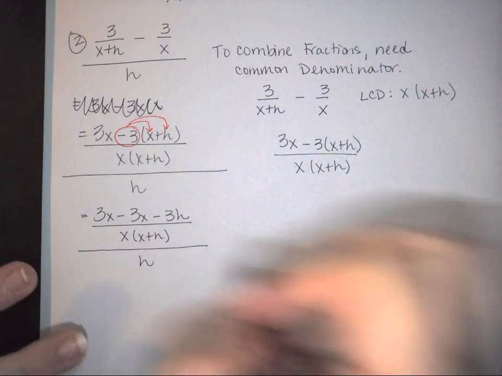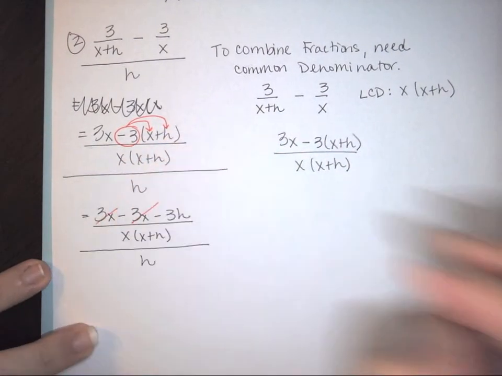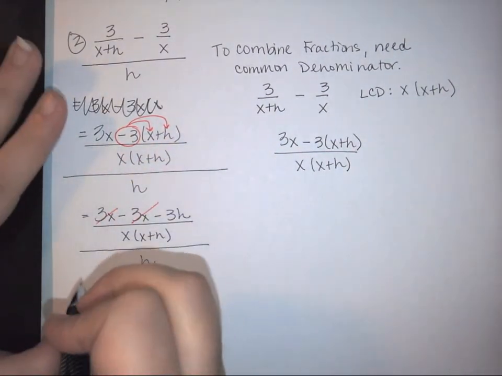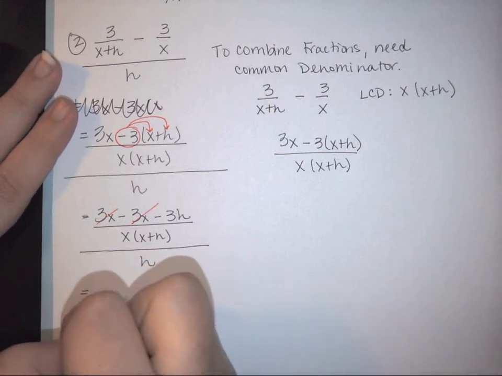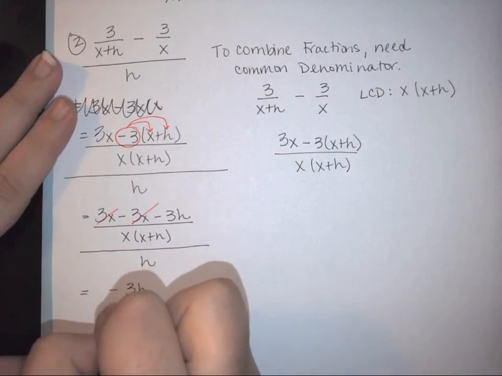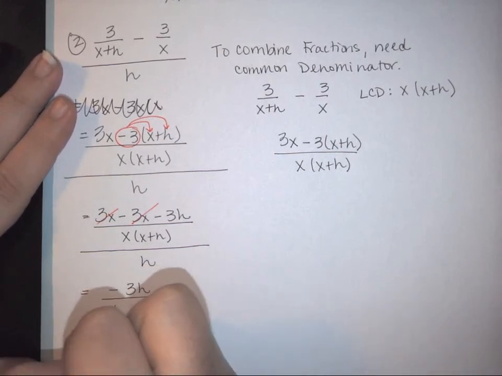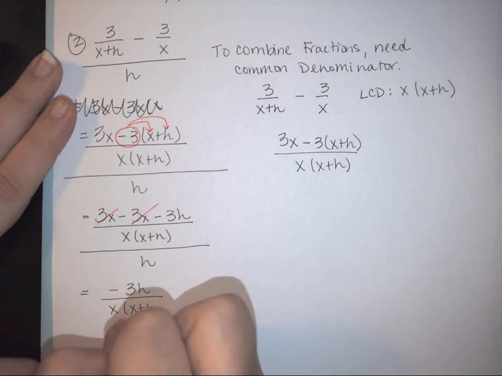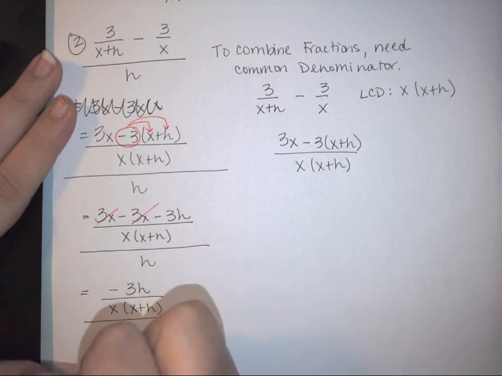Now, when we're looking at that, 3x minus 3x is going to go away. So here, this is going to leave us with a negative 3h over x times x plus h, and the whole thing is over h.